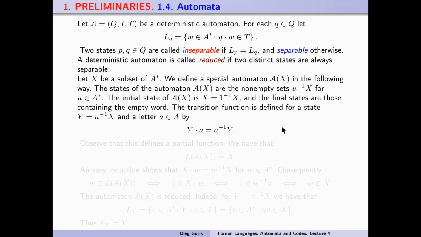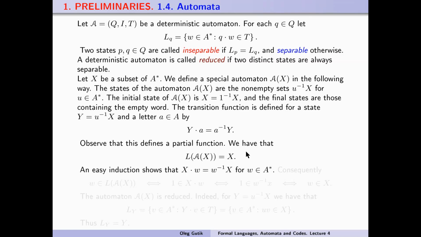The transition function is defined for the state Y, which is equal to U to the power minus 1 X, and a letter a from the alphabet in the following way: Y multiplied by a is equal to a to the power minus 1 Y. We remark that this defines a partial function. We have that the set of words recognized by this automaton coincides with the set X.